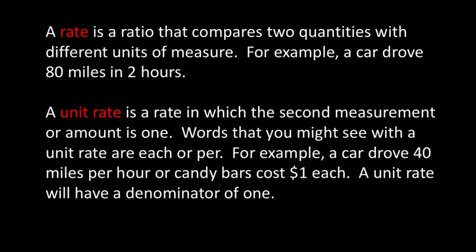You may see the words each or per used to indicate a unit rate. A car drove 40 miles per hour, or candy bars cost $1 each are examples of unit rates. Unit rates will have a denominator of 1. Let's look at our examples.